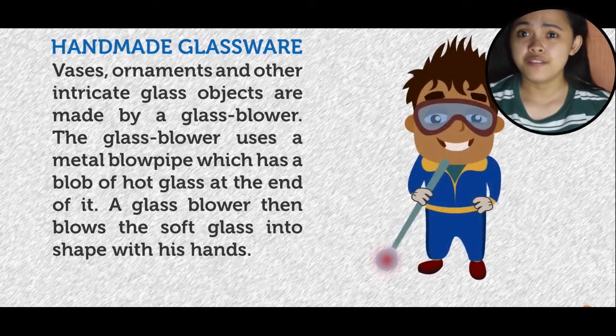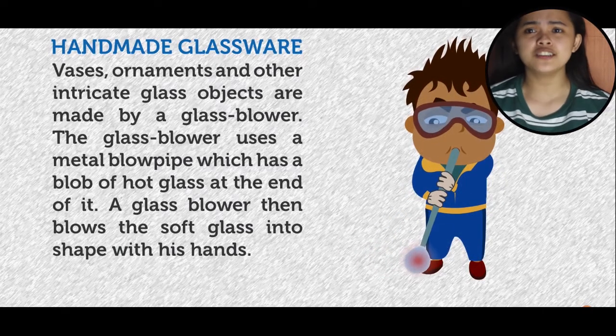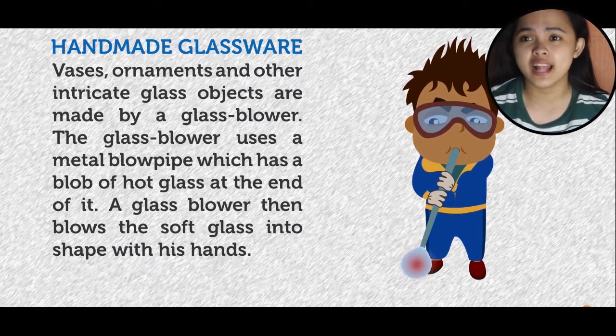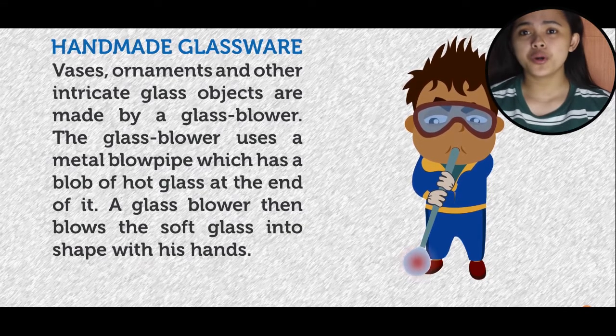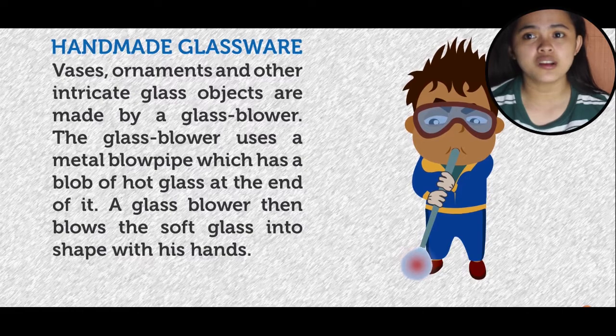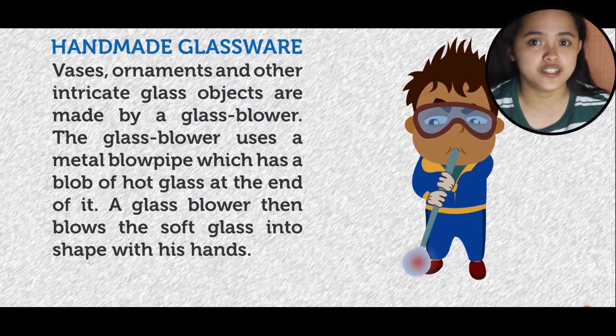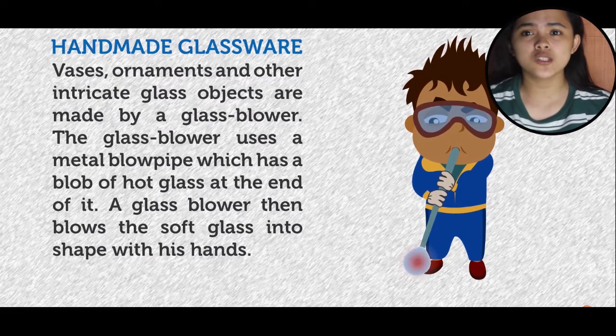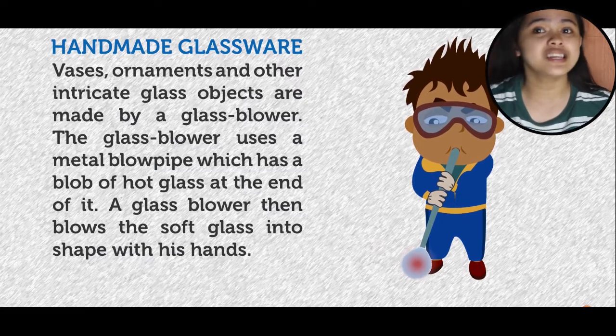Handmade glassware. Vases, ornaments, and other intricate glass objects are made by a glass blower. The glass blower uses a metal blowpipe which has a blob of hot glass at the end of it. A glass blower then blows the soft glass into a shape with his hand. Now, let's see how glass is made the artisanal way.